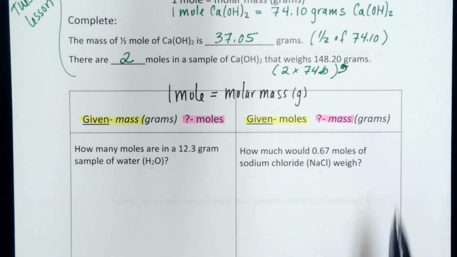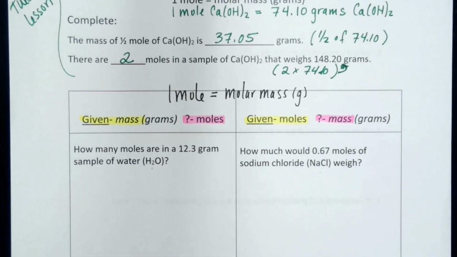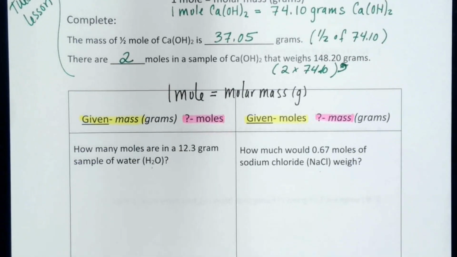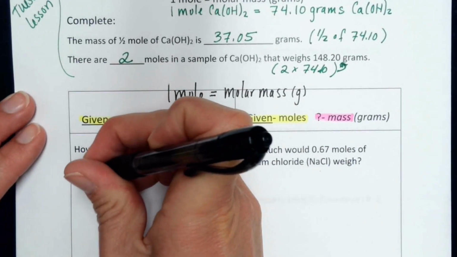So whenever you approach the problem, the very, very first thing you should do is find the molar mass of the substance. Whenever you see that it's asking for mass or grams and it's given moles, the very first thing you're going to have to do is find the molar mass. So let's do that.